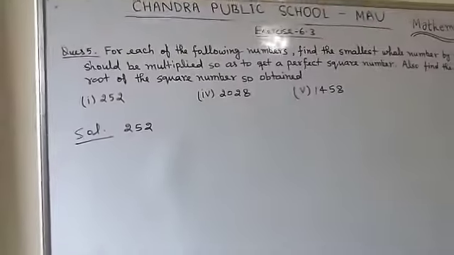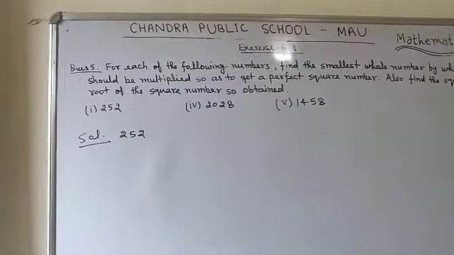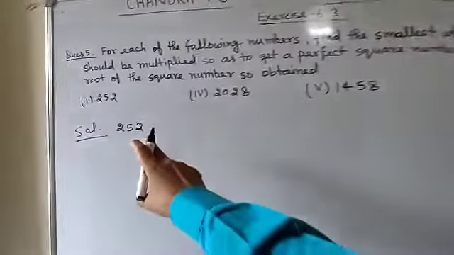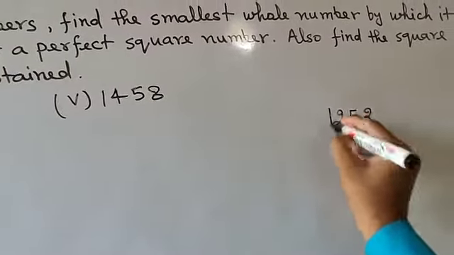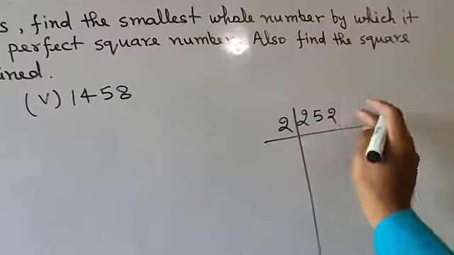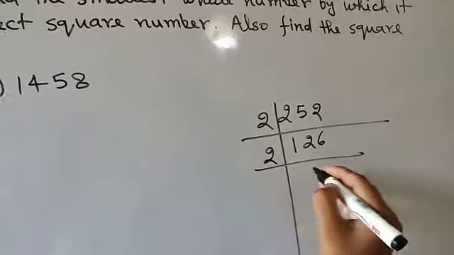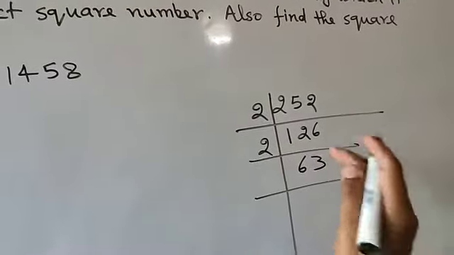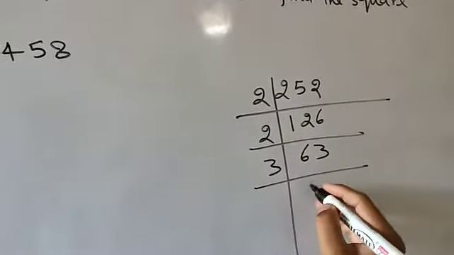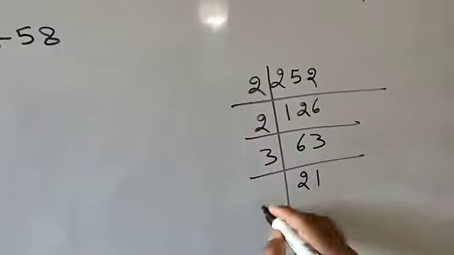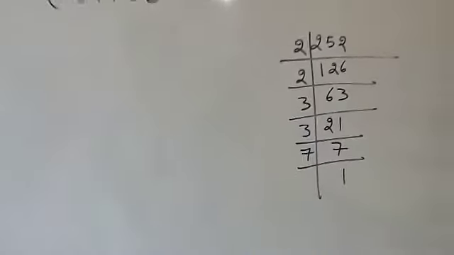In the previous question you found the square root by the prime factorization method. So here you need to again find the prime factors of the given number, 252. It is divisible by 2. 2 ones are 2, 2 twos are 4, and 2 sixes are 12. Again by 2, 2 sixes are 12, 2 threes are 6. Now it is not going to be divided by 2. Then it is divisible by 3. 3 twos are 6, and 3 ones are 3. Again by 3, 3 sevens are 21. Now 7 ones are 7. Now you got all the factors.